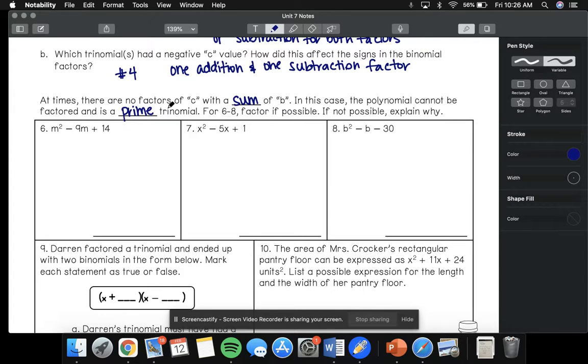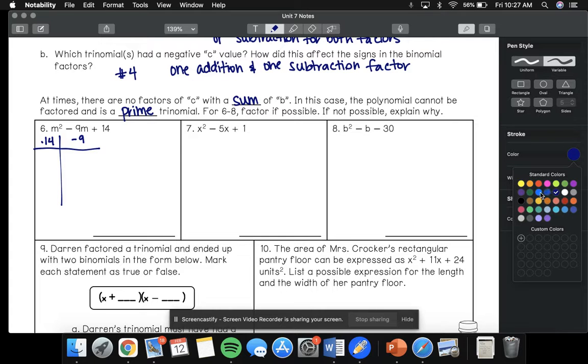Okay, so we're just going to go ahead and try these problems out. So I look for a GCF first. This one doesn't have a number, and there's not an M in all of them, so we're ready for our puzzle. So it needs to multiply to 14, but it needs to have a sum of -9. Okay, so I'm going to go ahead and write my factors of 14. So that would be 1 and 14, 2 and 7. Okay. Now it has to have a sum of -9.